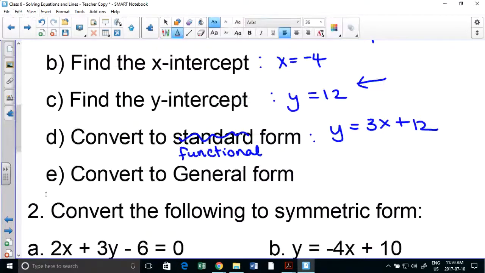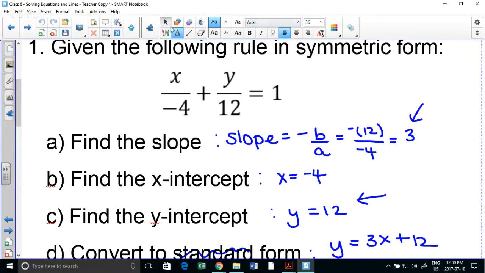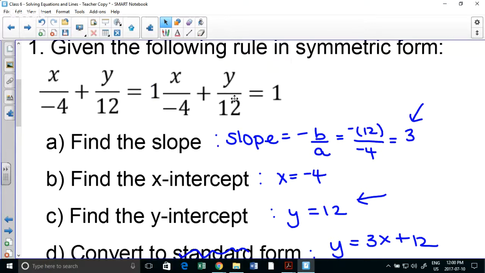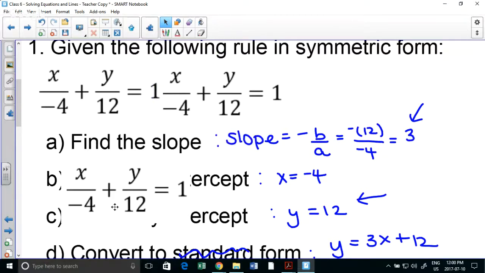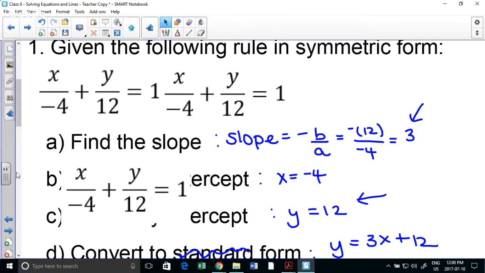If I wanted to convert this to general form, just need a little bit of room here. Or no room, that's fine. All right, if I wanted to convert this to general form, what is happening? Okay, cool, it's just doing whatever it wants. All right.